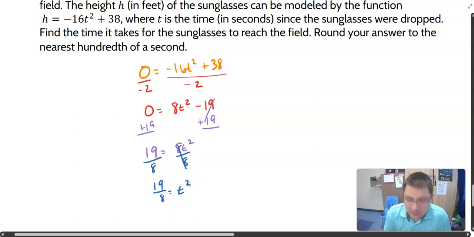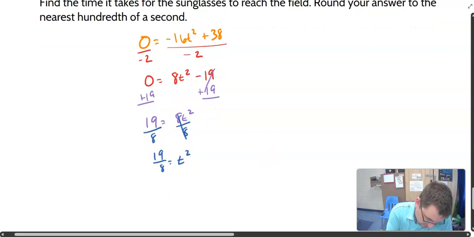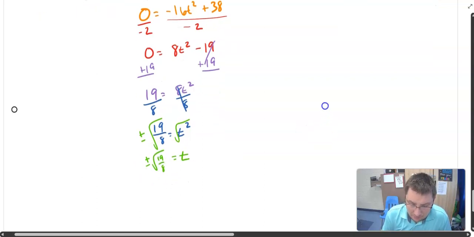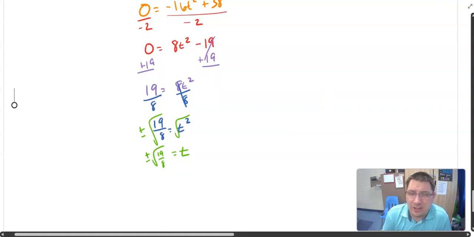And so now we could take the square root of both sides. Don't forget your plus or minus. t is equal to positive or negative the square root of 19 over 8. Now, 19 over 8, that's not a nice number. We're going to have to go to our calculator and get the square root of it. So let's go ahead and do that.